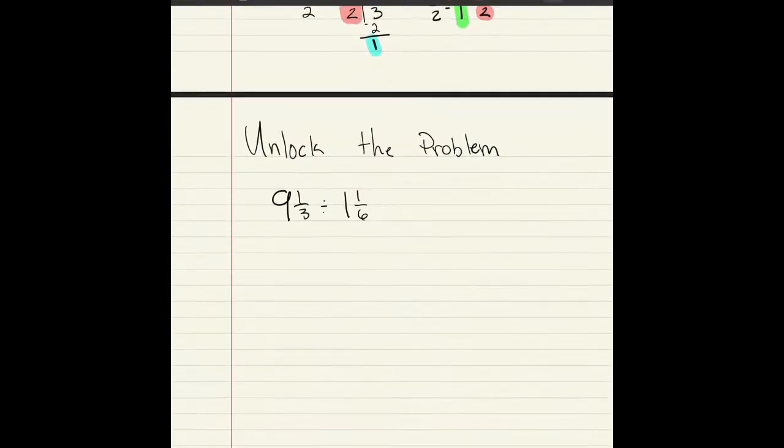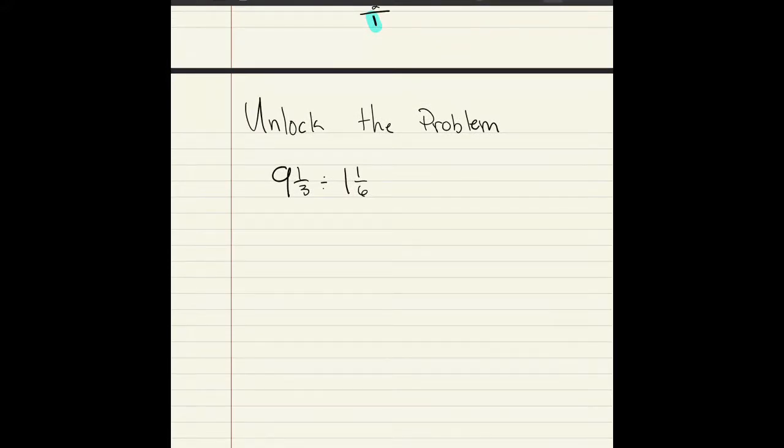All right, let's do Unlock the Problem. So both of these need to be turned into improper fractions. So let's start with 9 and 1/3. So multiply. So 9 times 3 equals 27. Plus 1. So I have 27 plus 1, 28. So I have 28 over 3, because our denominator stays the same.